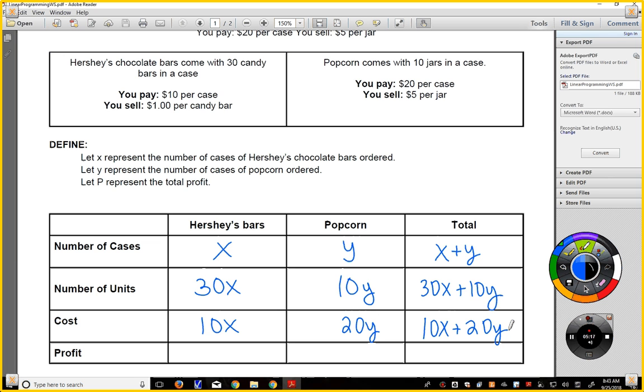Right, and then how about profit? How much profit do I make on a case of Hershey bars? So when I sell all the candy bars, I have $30, but I paid for that case ahead of time, right? My profit's only 20 because my profit is what I'm making minus the amount that I spent on that, right? So 20 for my case of candy bars. And then what about for my popcorn jars? 30. Okay, so $30 a case there.